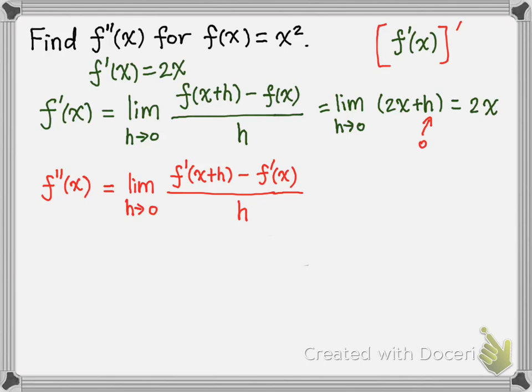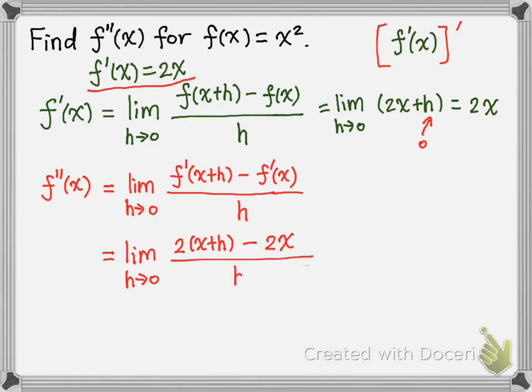Now don't be so afraid of, okay, what is f prime of x plus h? All you need to do is refer back to the function that we just found right here. It's just telling you the first derivative, and you have to keep track of it, is 2x, twice the argument, twice the input. So just 2 times x plus h. Then minus f prime of x, which is 2x, and then all over h.